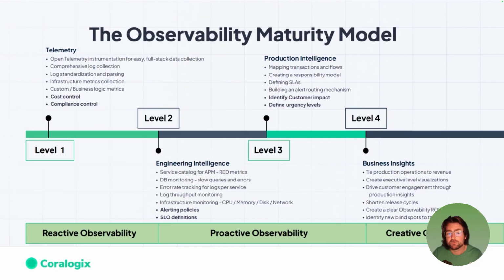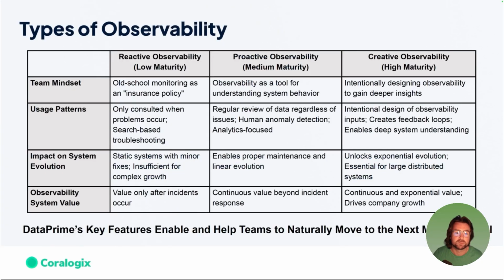Most teams go through 3 key stages as they mature. They usually begin at the reactive observability level 1. You respond when things break. We then have proactive observability levels 2 and 3, where you detect patterns and prevent issues. We then have level 4, which we call creative observability, where you're using observability to guide business decisions. So this journey isn't just about tools, it's a shift in mindset, methodology, and impact. Let's take a closer look at each stage and how DataPrime helps you move forward.